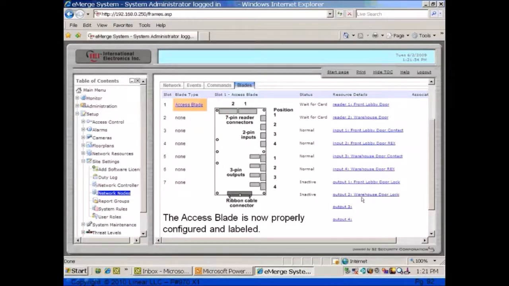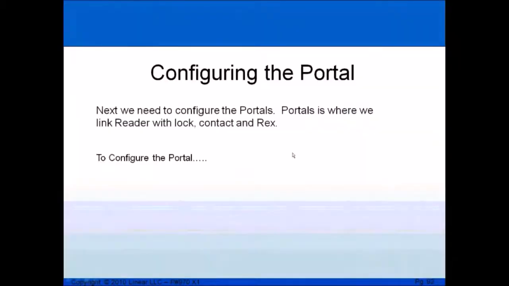The next thing I need to do is configure the portal. And the portal is where we take reader, recs, lock, and contact and bundle them together, so that card reader knows with a valid read which lock it needs to energize. To configure the portal, I select Access Control and Portals.